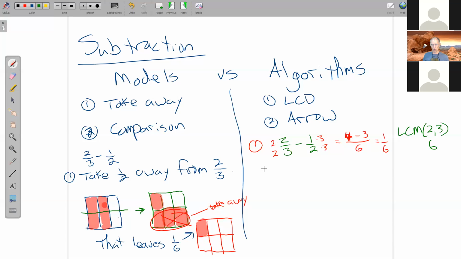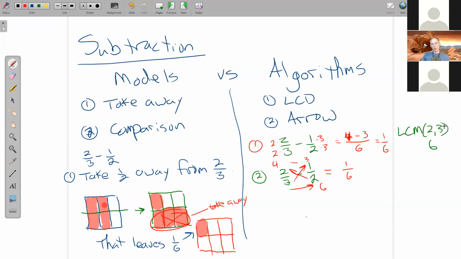The arrow algorithm, I'm having a hard time saying that today. 2/3 minus 1/2 is that multiply the denominators and cross multiply to get the correct numerators. 2 times 2 is 4, 3 times 1 is 3. And remind yourselves that it's a subtraction so you don't accidentally add. And 4 minus 3 is 1/6. So pretty similar. They're identical if the LCM is the product of the two denominators, which doesn't always happen, but sometimes it does.